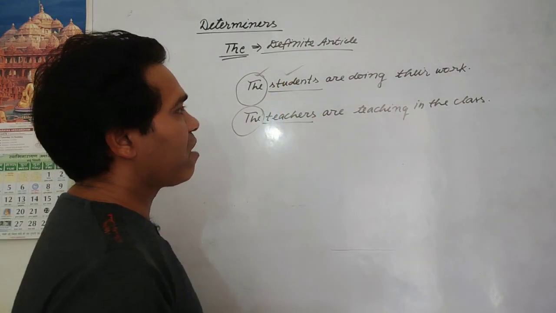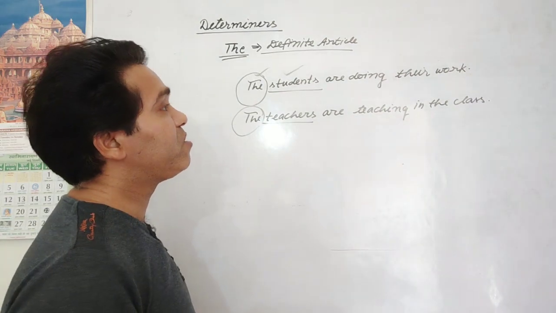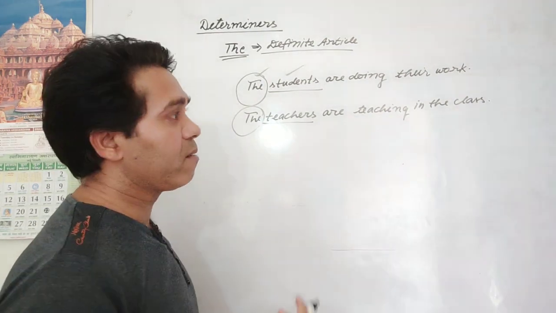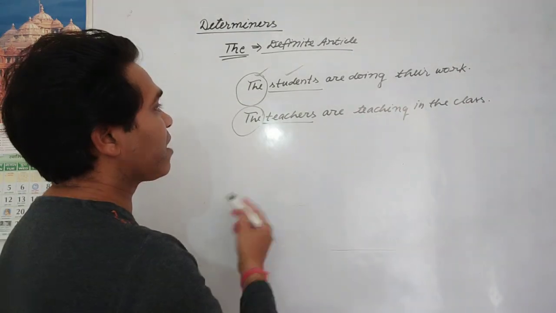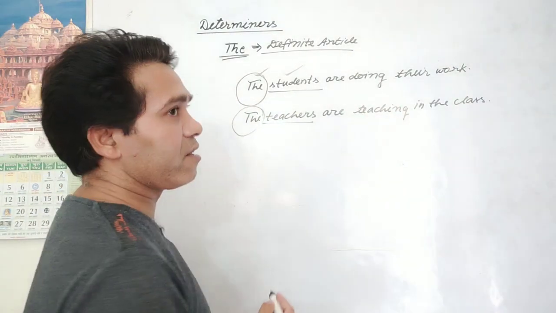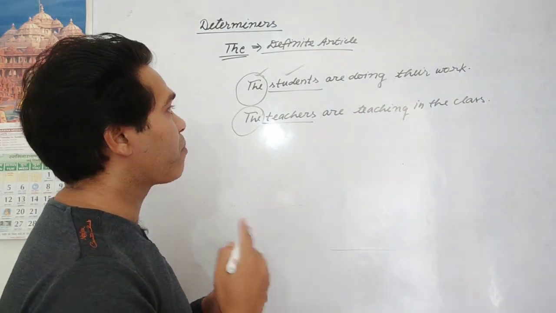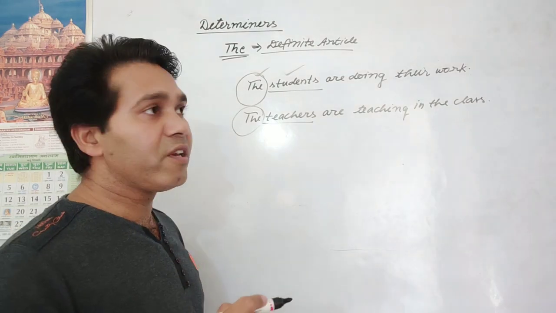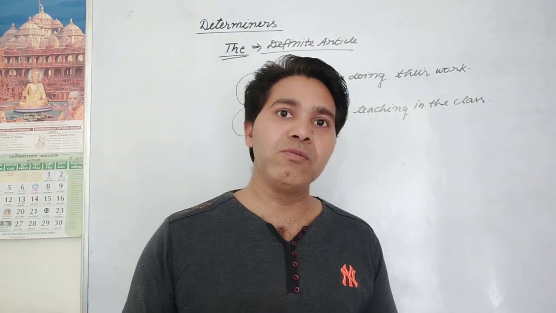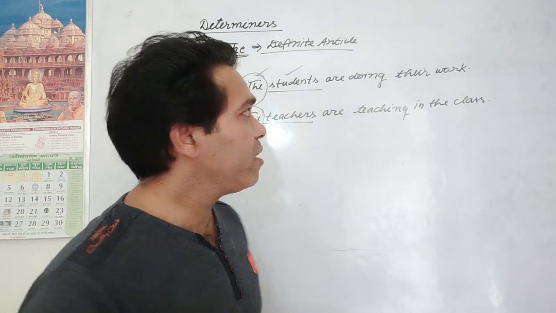Okay, the teachers are teaching in the class. Maybe the principal is around, then the principal can say that the teachers are teaching in the class. It means the principal is talking about the particular teachers. Is it clear? When we talk about a particular thing, then we use the. Okay.